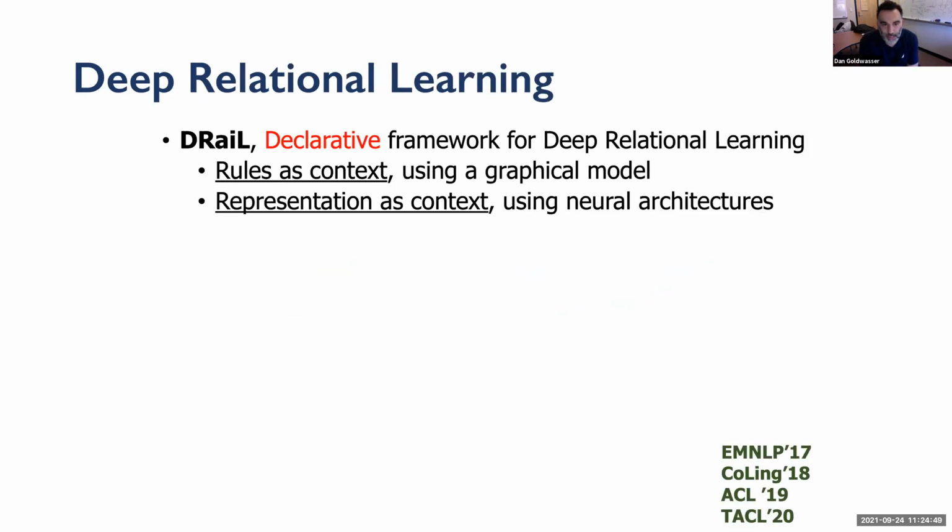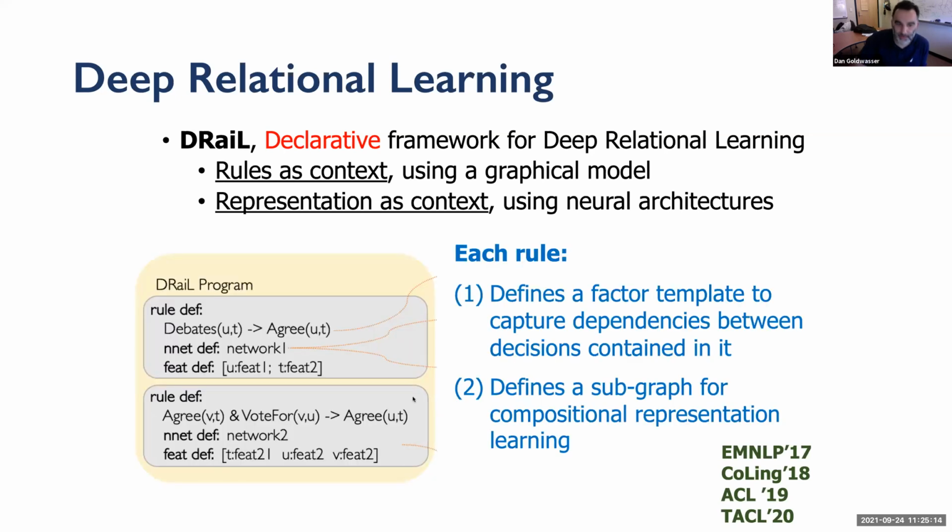DRaiL is a declarative framework that we've developed for combining the two ideas. We can think about the rules as providing us context by writing down some expectations about what kinds of symbols are likely to be consistent with each other, and vice versa. Or we can view context as the representation that we learn using neural architectures. And DRaiL allows us to combine it.